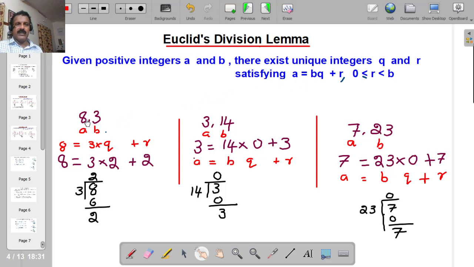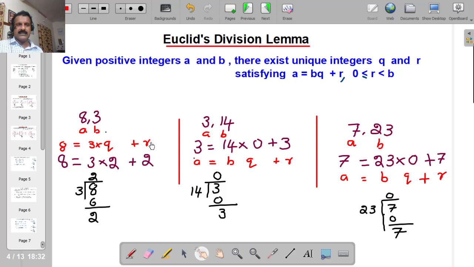Suppose we are given two integers 8 and 3. Now we are going to make the equation a is equal to b times q plus r. Here a is equal to 8 and b is equal to 3. So the equation is 8 is equal to 3 times q plus r. We have to find integer values for q and r satisfying this equality.